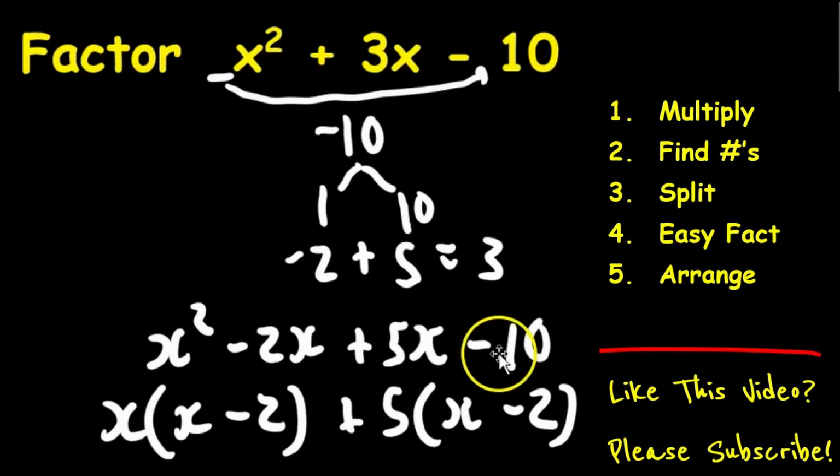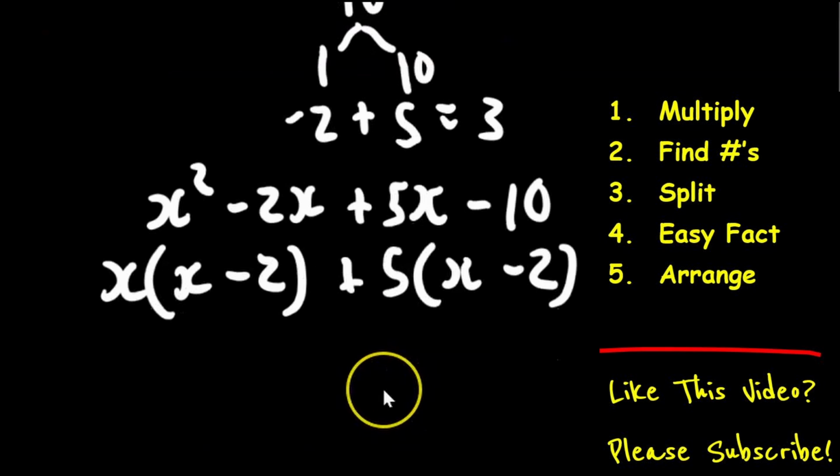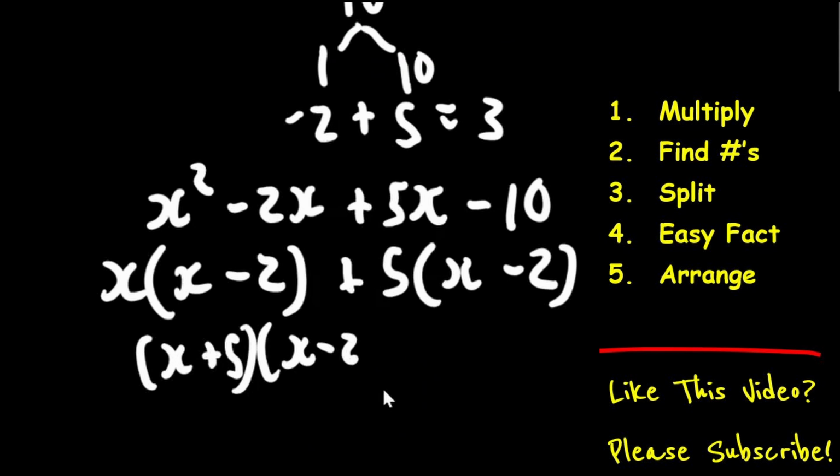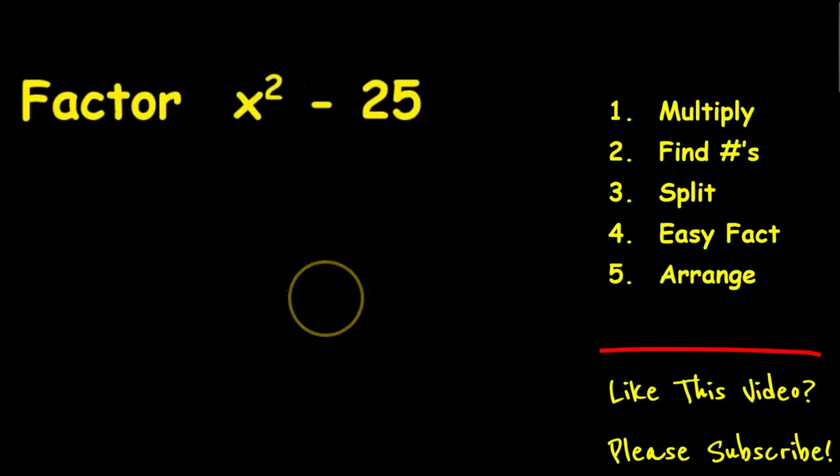And if you did this correctly, then what's in the brackets here, these parentheses, those should be the same. If they're the same, you're doing it right. Now we can just simplify this to x plus 5 times x minus 2. It's kind of like factoring out an x minus 2, and we're factored. That's it. Great. Pretty cool, hey? And this works for anything.